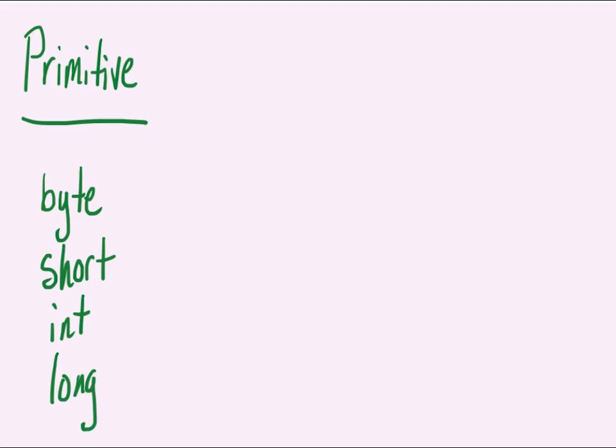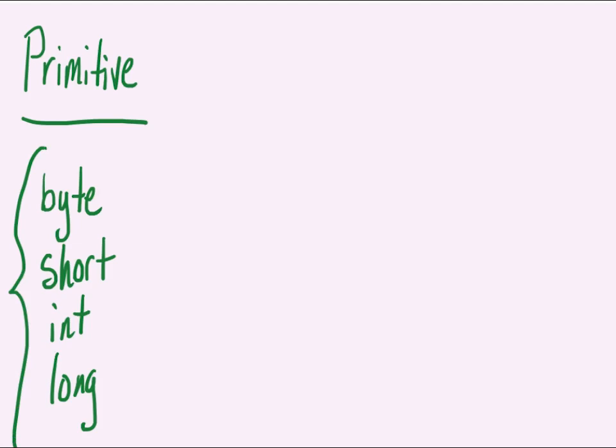The byte handles 8 bits worth of data. The short is 16, the int is 32, and the long is 64. So it just depends upon the size of your number, which data type you might select if you're dealing with whole numbers. So all of these represent some sort of integer.